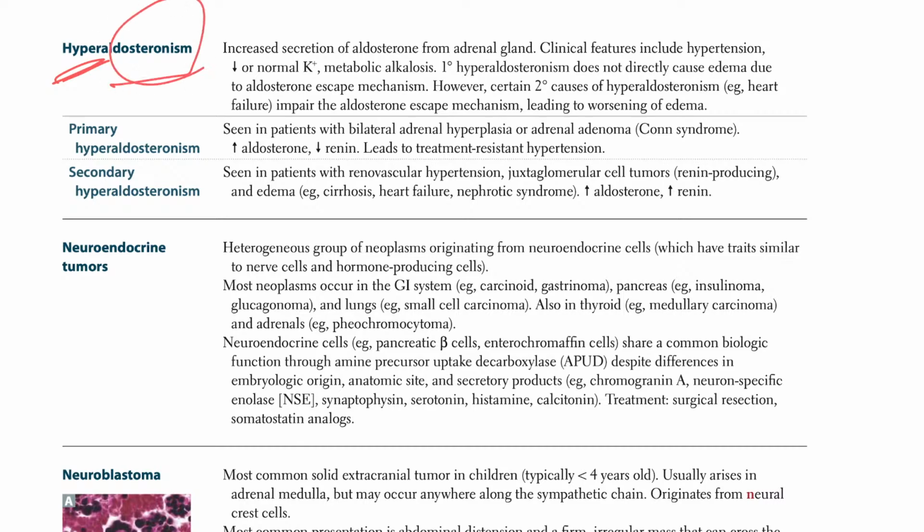hyperaldosteronism, which is increase in aldosterone, right? So increased secretion of aldosterone from where? Adrenal glands. Clinical features include hypertension. Again, what are the normal functions of aldosterone? Whatever the normal is, there's going to be hyper functioning aldosterone. So hypertension because of sodium retention, right?